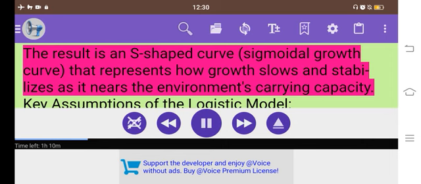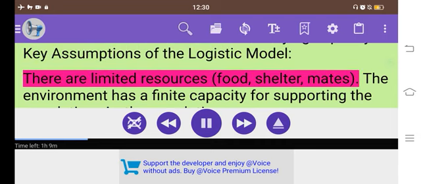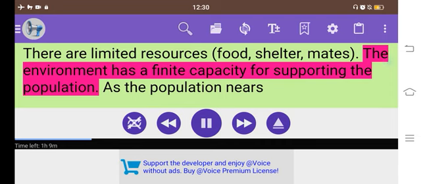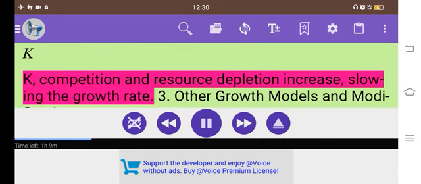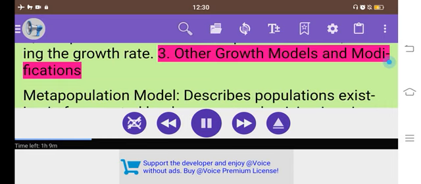Key assumptions of the logistic model. There are limited resources: food, shelter, mates. The environment has a finite capacity for supporting the population. As the population nears K, competition and resource depletion increase, slowing the growth rate. 3. Other growth models and modifications.